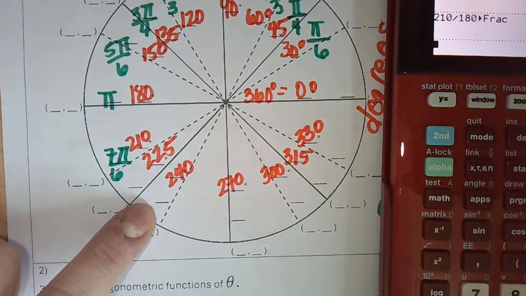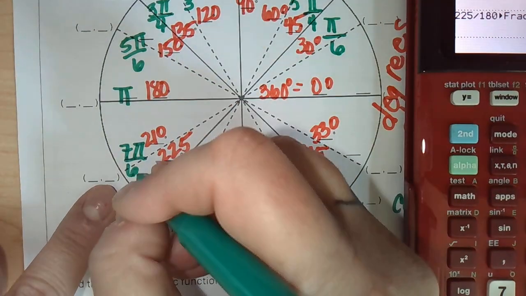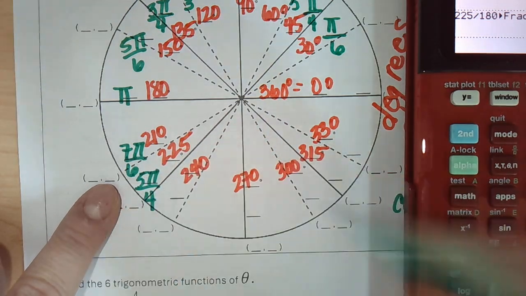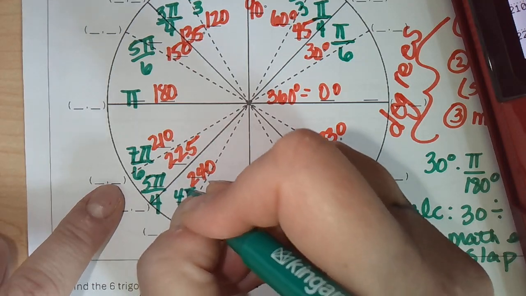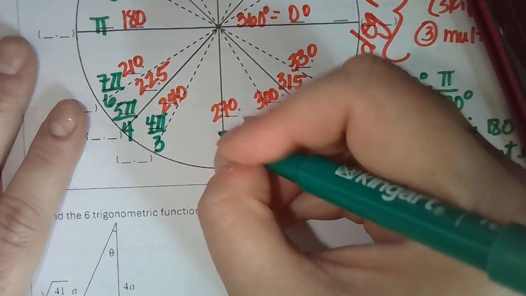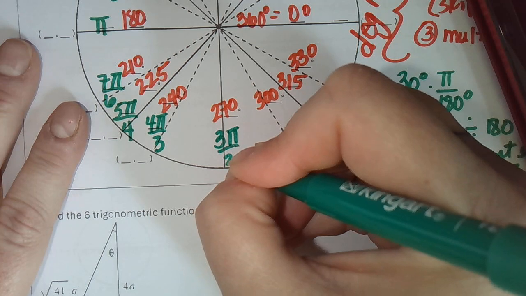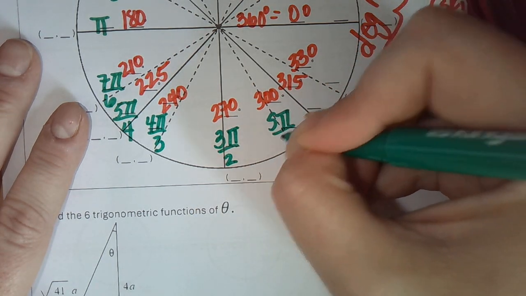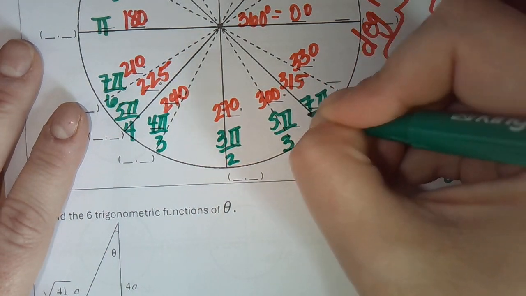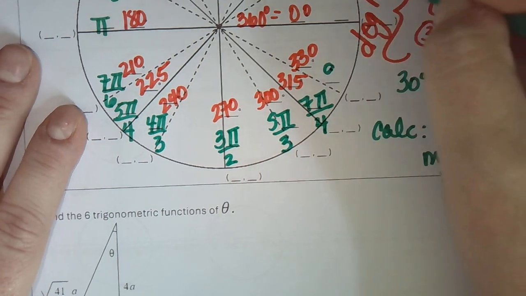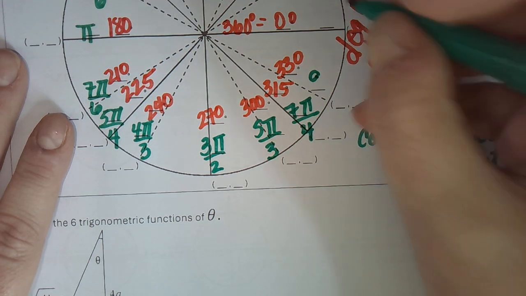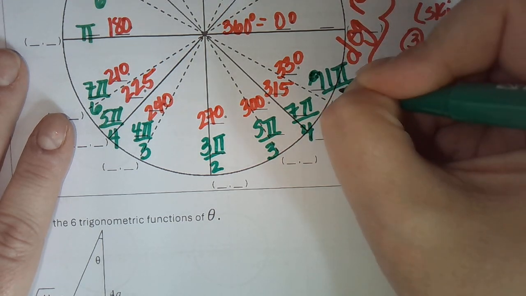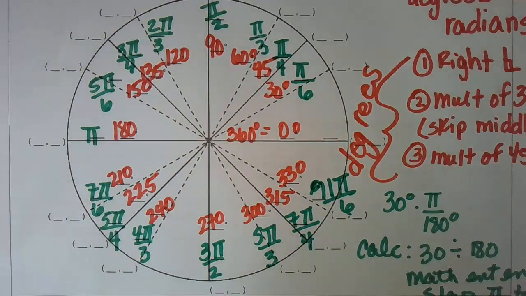And then we keep going. And I think we have 4 pi over 3. Then we have 3 pi over 2. 5 pi over 3. 7 pi over 4. Oh, my bad. 11 pi over 6. Okay, and that's what your number 1 is going to be.